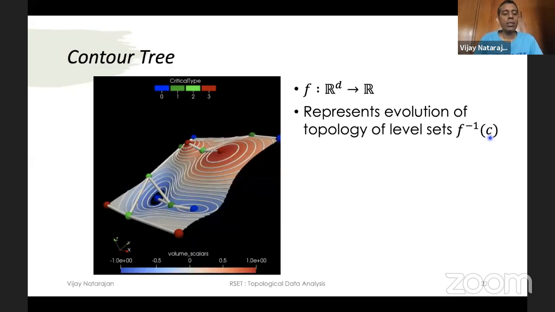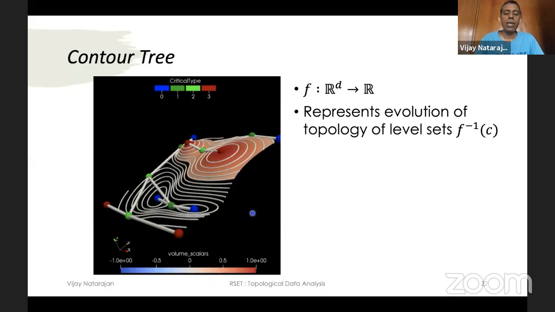So here is a graph of a scalar function. You can clearly see there is some animation. We'll come to that later. You can see that there are 2 maxima here for this function, 2 minima in blue here, and there are some maxima, also local maxima on the boundary, right? So it's a very simple function. You can think of it as a terrain map, right?